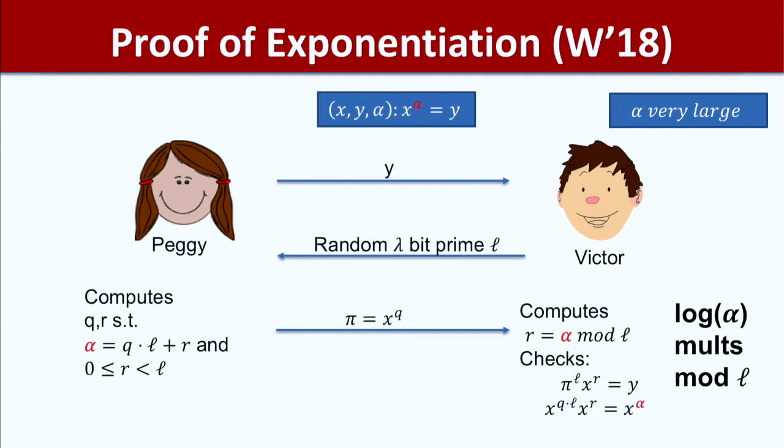Now, the work that Victor needs to do is not to compute the exponentiation x to the alpha, but only to reduce alpha modulo L, to find the remainder of alpha divided by L, which is still linear in the bit length of alpha, but a much faster operation. So in practice, it would make a huge difference.